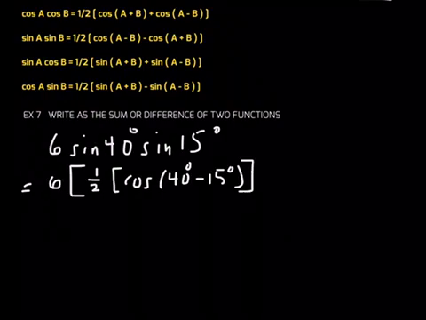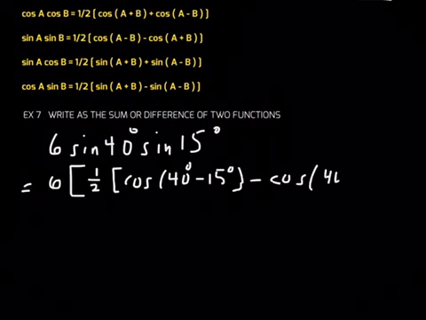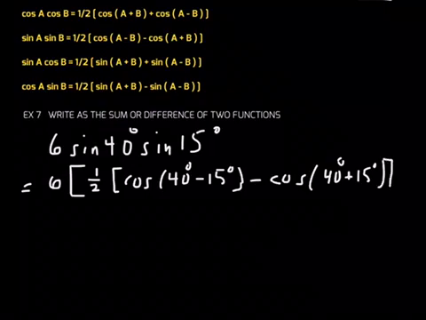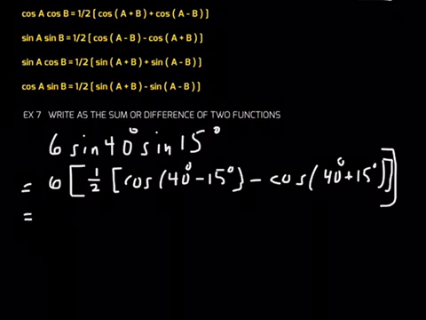Actually, I shouldn't have closed that bracket there. Okay, let's keep going. Minus cosine of A plus B, so it'll be 40 degrees plus 15 degrees. Now I can close off. I think I have 2 sets of brackets here that I need to close off. All right, guys. Out front, 6 times 1/2 is just the number 3. And then inside of here, we've got cosine of 40 degrees minus 15, which is 25 degrees.